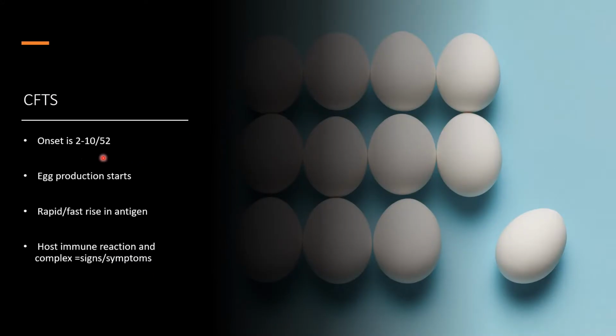Remember, we've been talking about eggs as per the clinical features. The eggs will start giving us a lot of trouble between 2 to 10 weeks. That is when the egg production will start. There will be a rapid rise in antigen, and of course, the host immune system will not just be there without reacting. Then there will be complex formation, inflammatory process going on, granulomatous formation, and so on. Then we will see the full blown signs and symptoms.